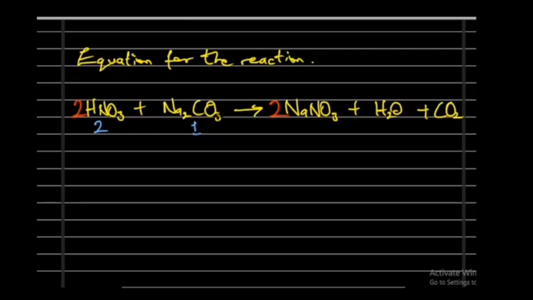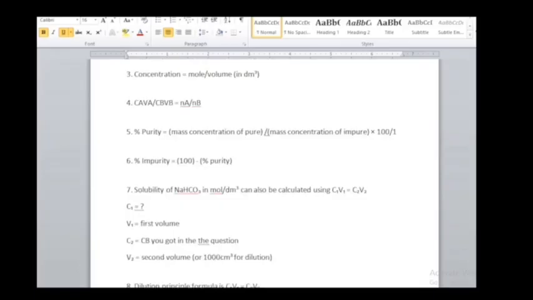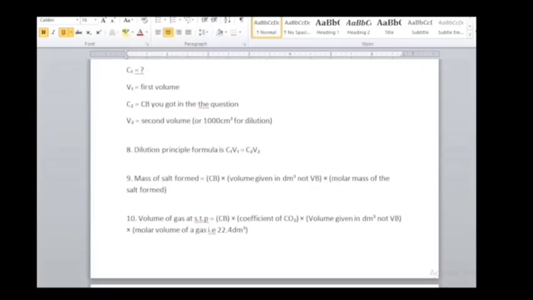So now let's look at some things. These are possible formulas that could come in handy in answering quantitative analysis or volumetric analysis questions talking about titration. We have a couple of them here talking about the mass concentration, which is molar concentration times molar mass, and that can be substituted to get the formula for molar concentration as well. I do not want to waste much of our time looking at them, so we have them here. You can see them. These are all formulas.